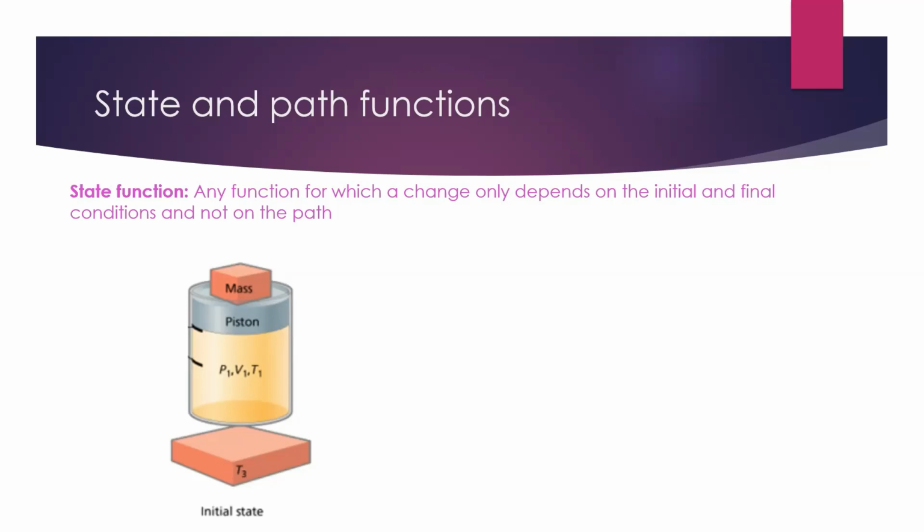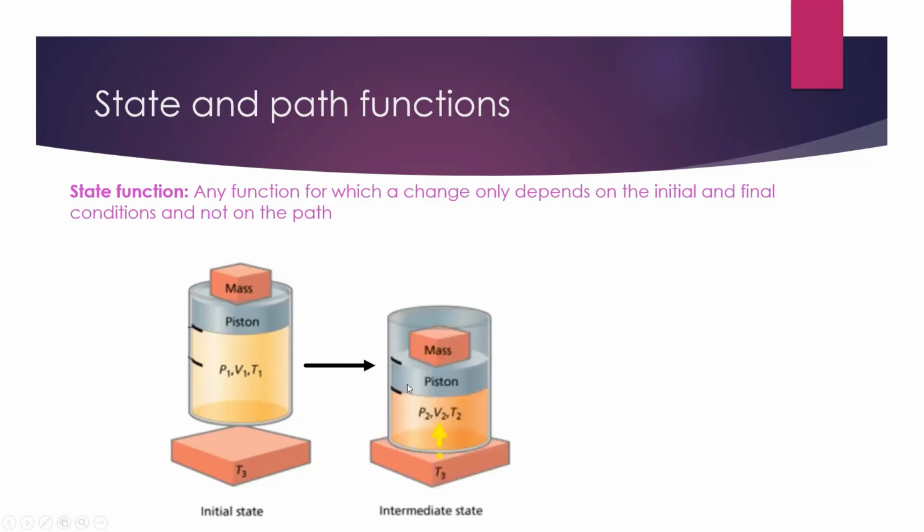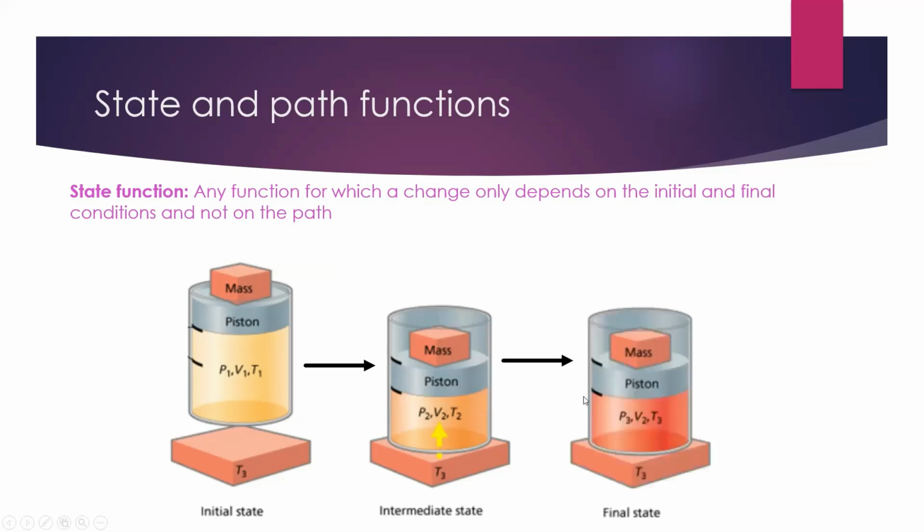Now we can bring this to an intermediary state by allowing the mass to drop and compress the gas. So if our mass drops, our gas is compressed, and we have a new pressure, new volume, and a new temperature as a result of this compression. Now, if we bring this in contact with our heat reservoir here, we will also change the temperature to temperature 3. They'll reach equilibrium. And this will not be able to change the volume because this piston is held in place, but it will be able to change the pressure. So we can have 3 different states here.